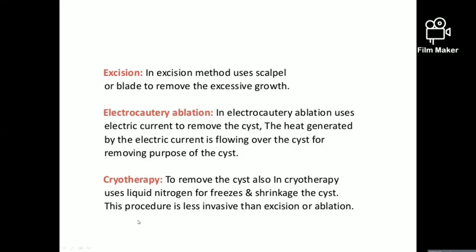So this is all about the treatment modalities which we can refer, and we should also make the patient understand what procedure is going to be performed.